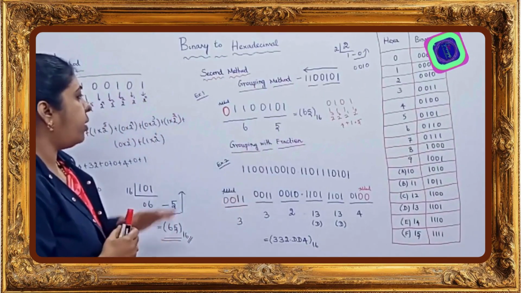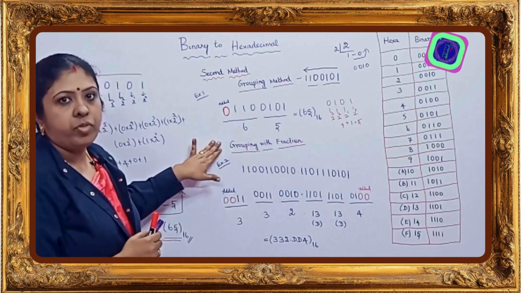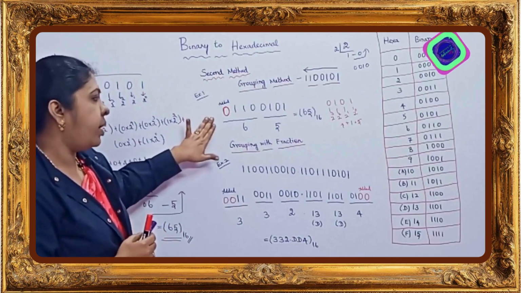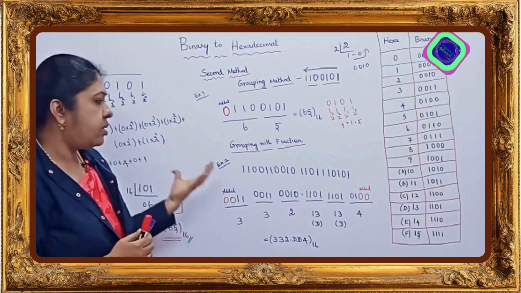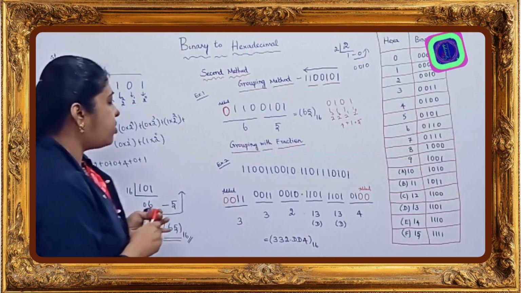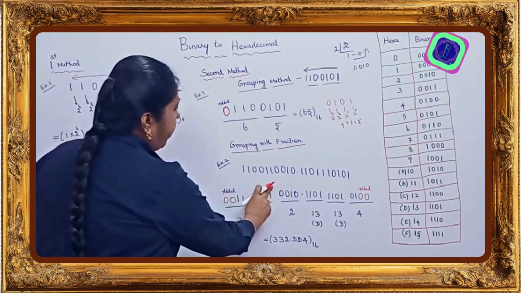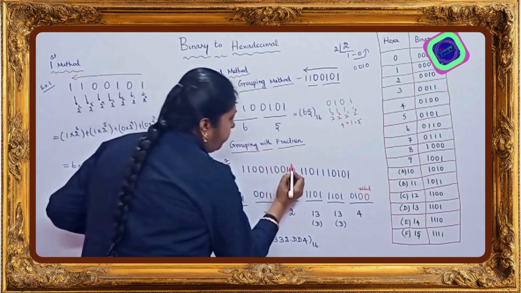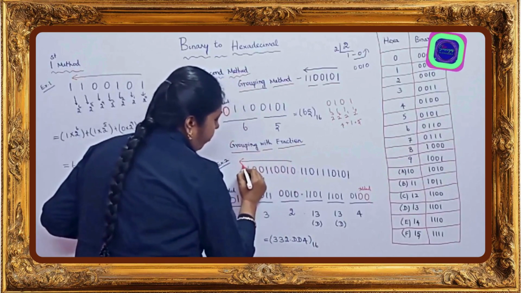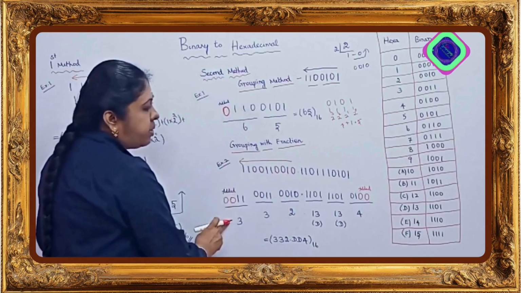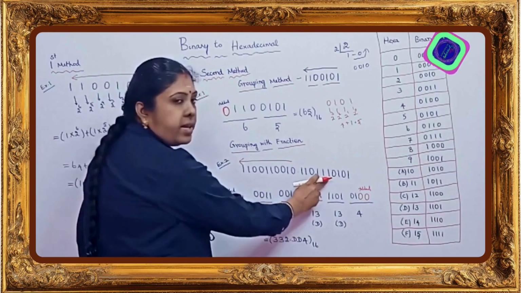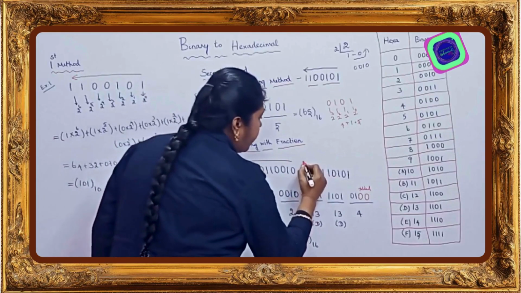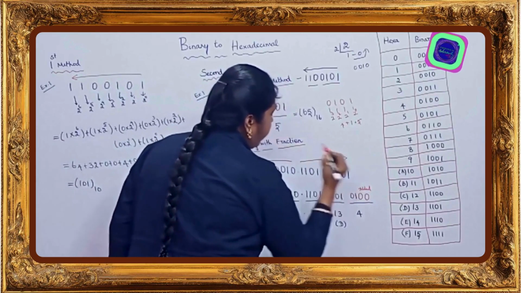Consider the next example, grouping with fraction. This was for the integer number. When you have a fractional number, how can grouping be done? Here there is a slight modification. When considering the integer number, we already stated that from the right to the left, the numbers have to be grouped. What about the fractional part? The numbers can be grouped starting from the left to the right.